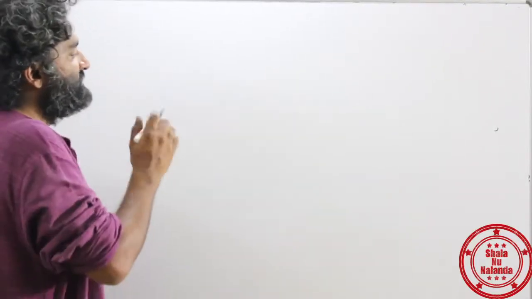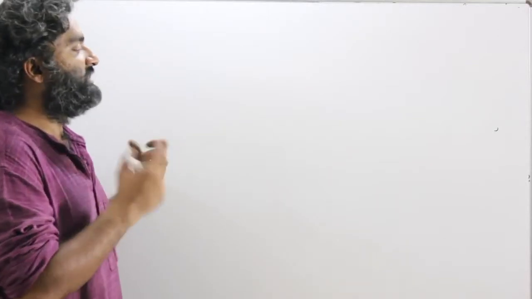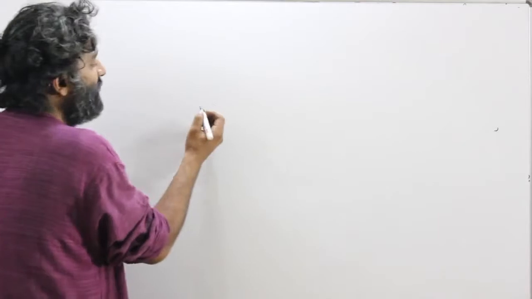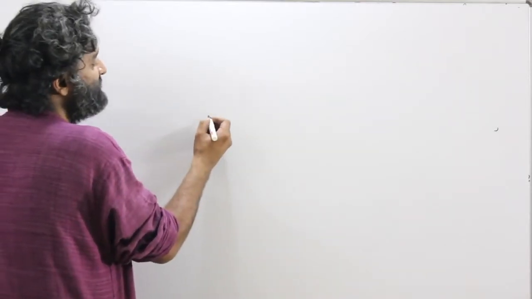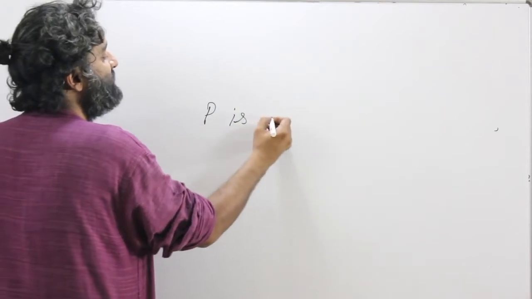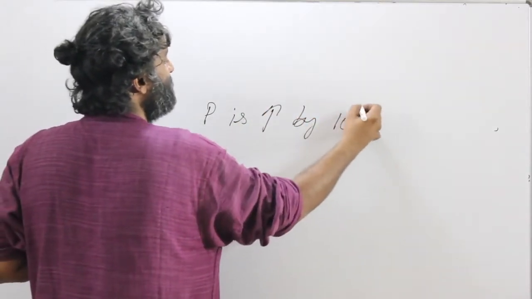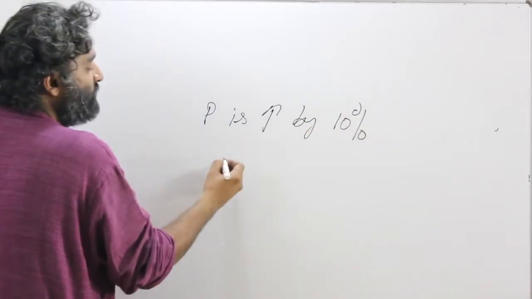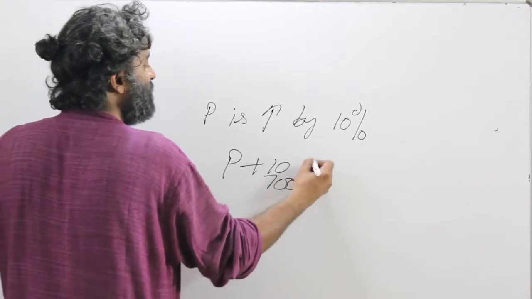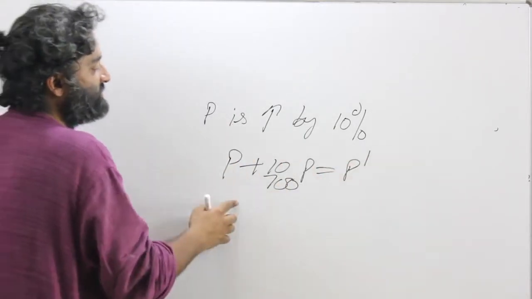Okay, so let's use this reciprocal information now to get to the interesting part, the juicy part. We want to form multiplying factors. For example, once again, let's say P is increased by 10%. The standard method would be P plus 10 by 100 of P is equal to new P. We'll be dealing with abstracts here.